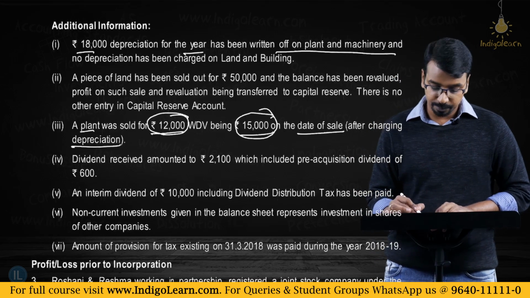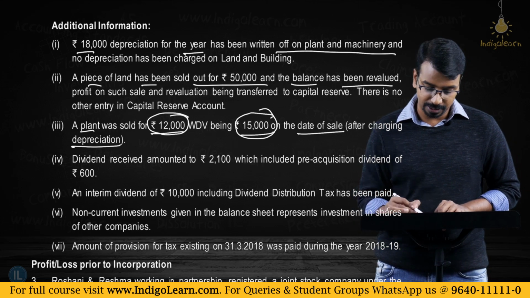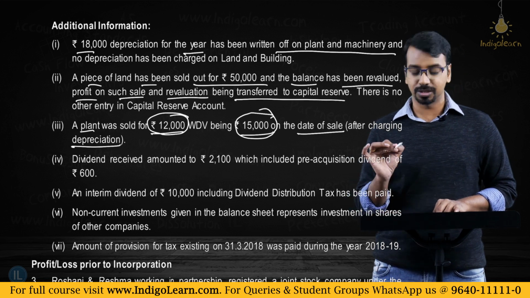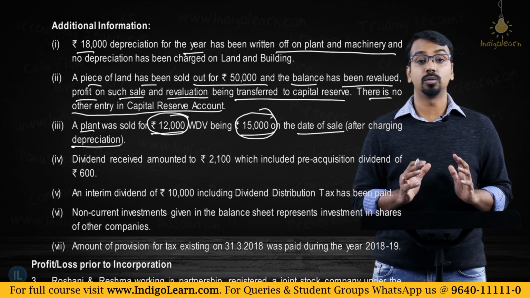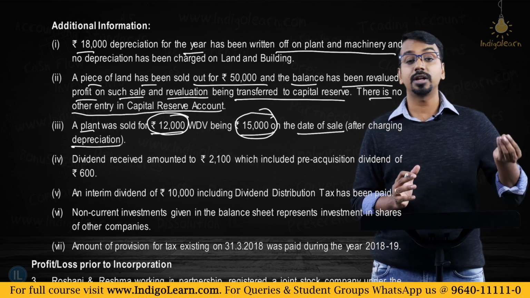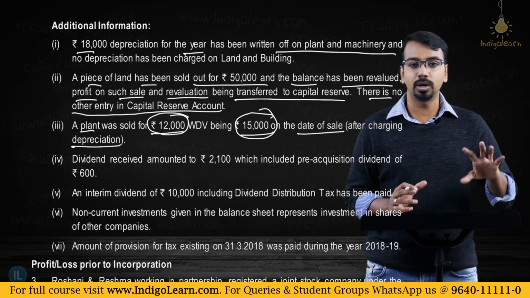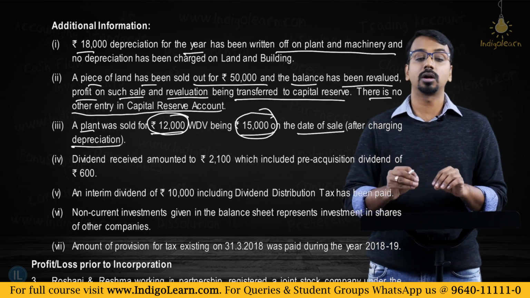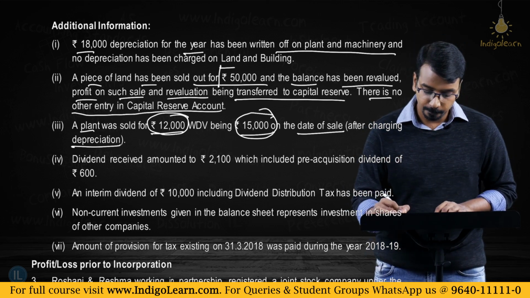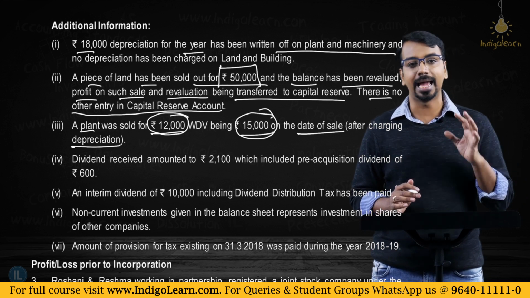Looking at the second adjustment, a piece of land has been sold out for 50,000 and balance has been revalued. Profit on such sale and revaluation being transferred to capital reserve. There is no other entry in the capital reserve account. Now what does this mean? Whatever is the profit on sale, that has been transferred to capital reserve. Whatever is the revalued amount, that has been transferred to the capital reserve, and the value of the land that has been sold is for 50,000. This is the value of sale of land.